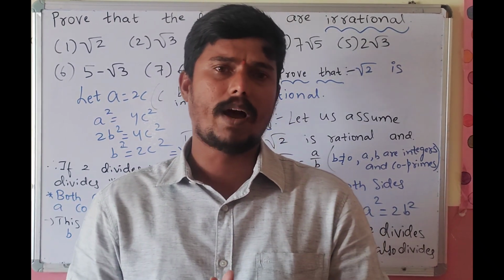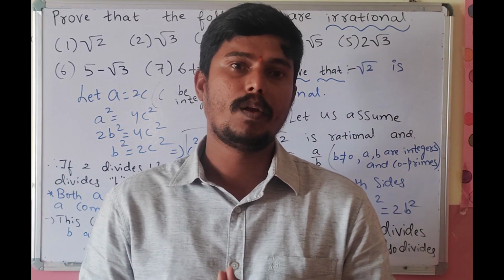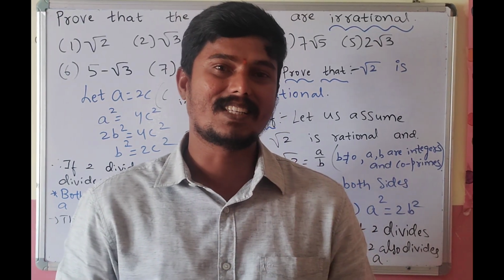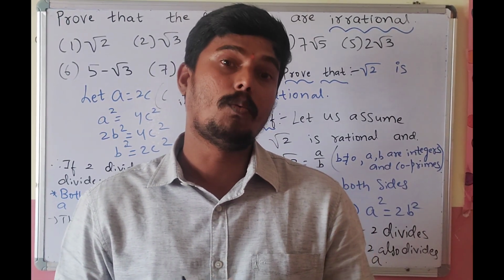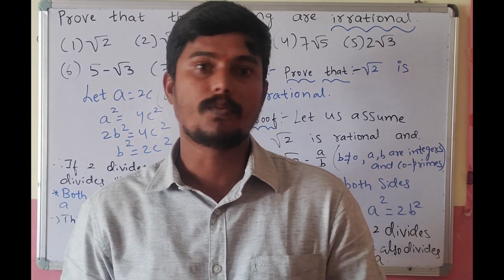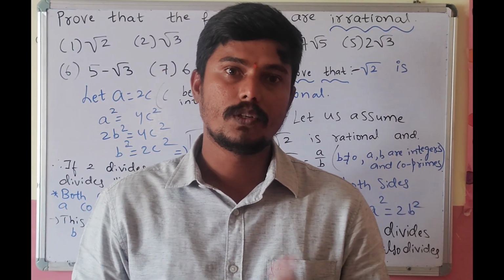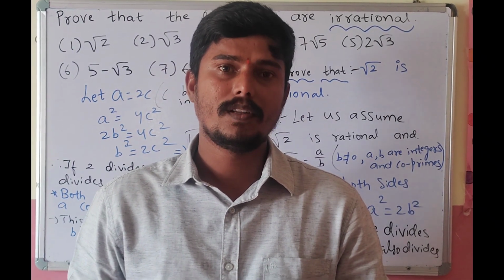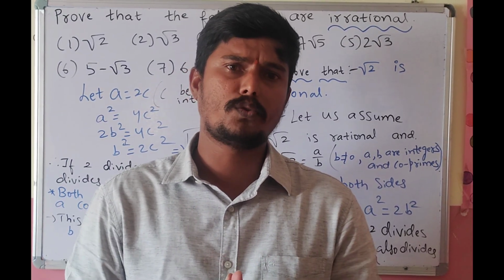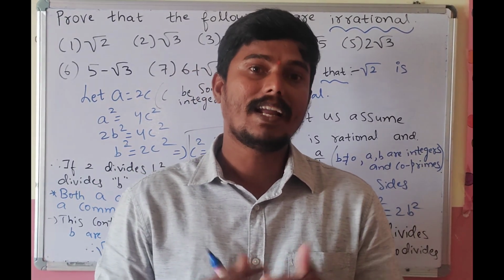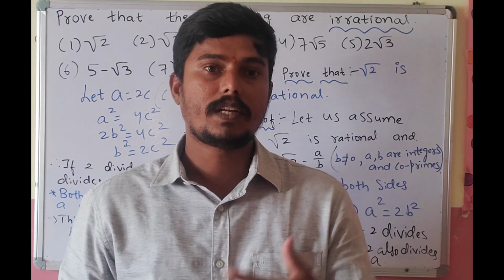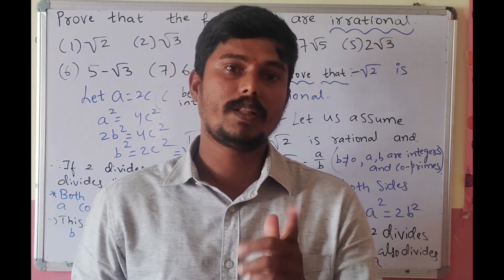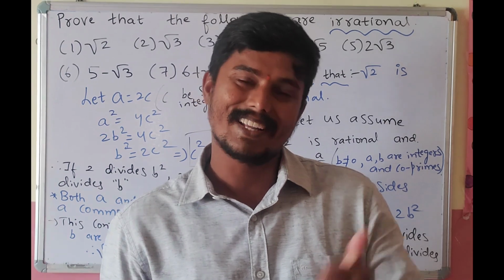If you see the perfect squares, what are they? 1, 4, 9, 16, 25 and so on. They are rational because they are perfect squares. What about the numbers which are not perfect squares? Root 2, root 3, root 5. These are not perfect squares, so those are irrational. And in this session, we are going to prove that root 2, root 3, root 5 are irrational. Let us do one question with root 2. Okay, let us start the class.